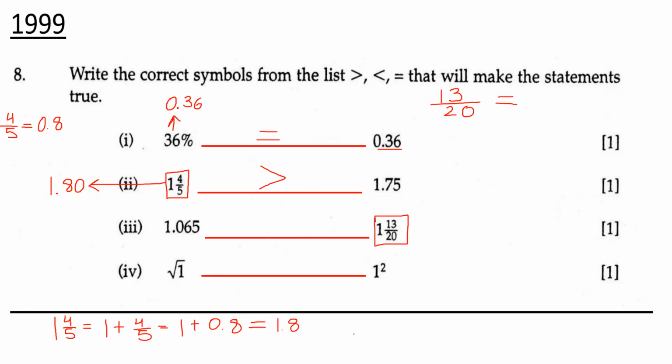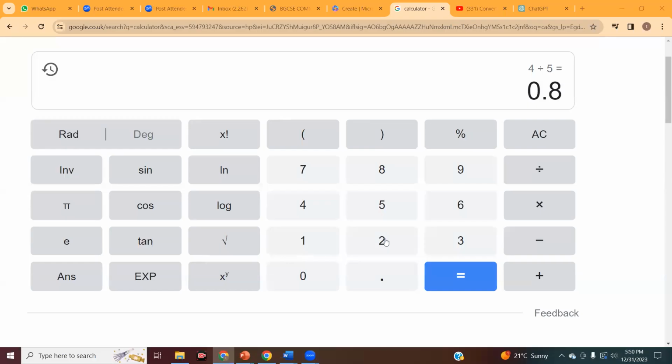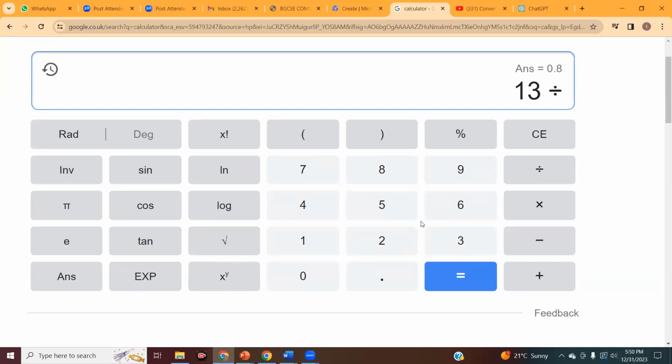What is 13 over 20? Let's go on the calculator and figure that out. So we have 13 divided by 20, and that equals 0.65. That's 13 divided by 20. So if you have 1 and 13 over 20, that's just going to be 1.65.